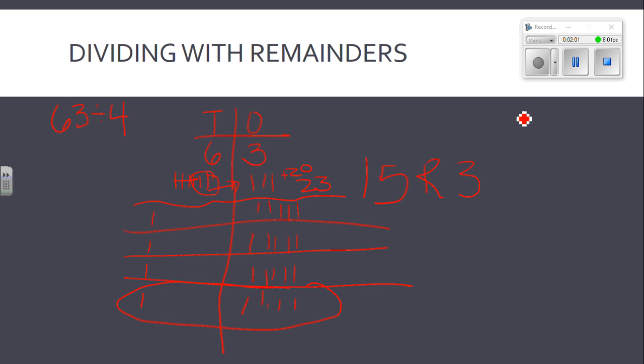And how would we check that? Well, we do 15 times 4, so 10 and 5 times 4 gives us 40 and 20, add together gives us 60, and then we add our remainder, gives us 63, and that's what we started out with. So our answer is 15 remainder 3.